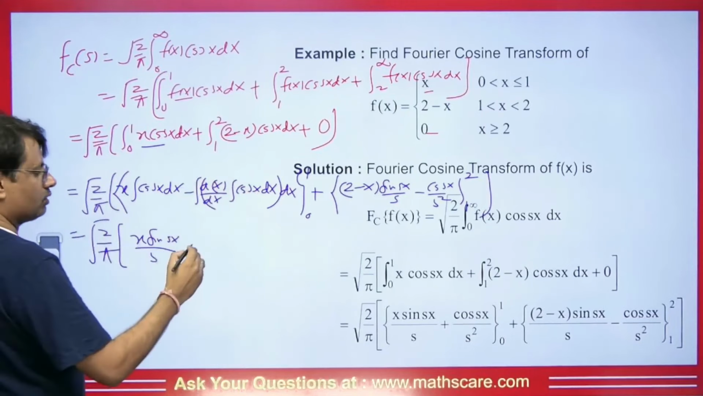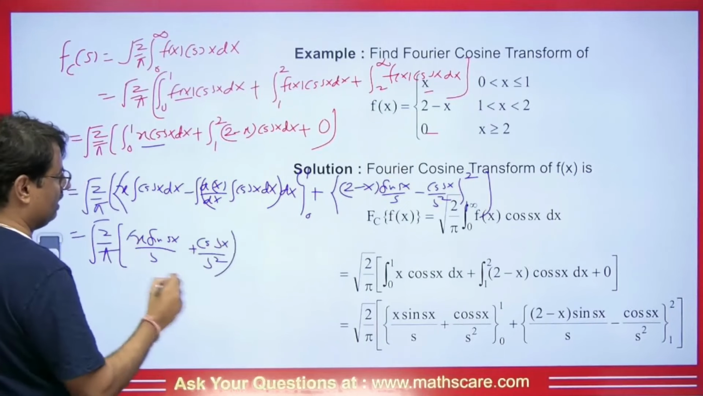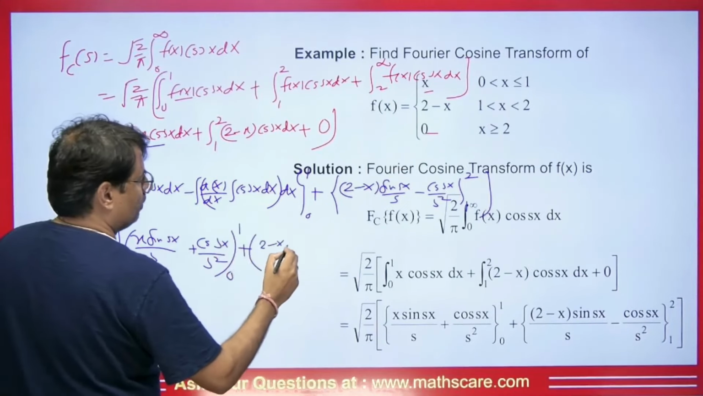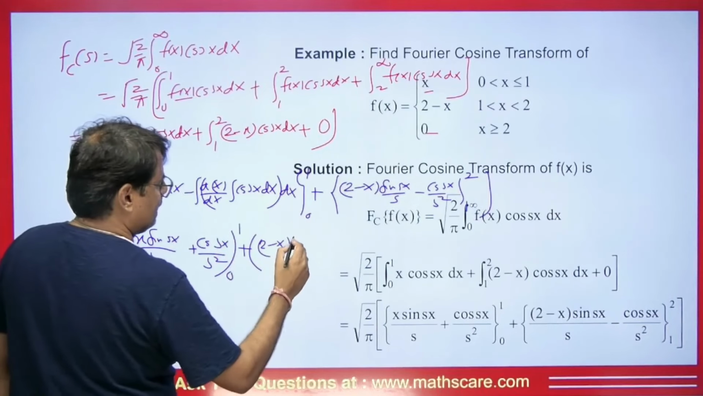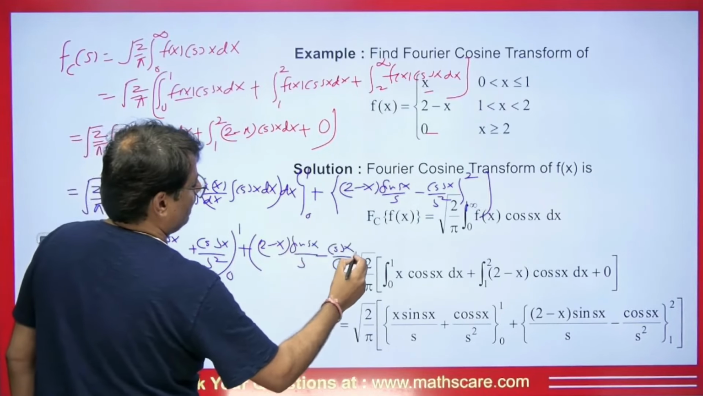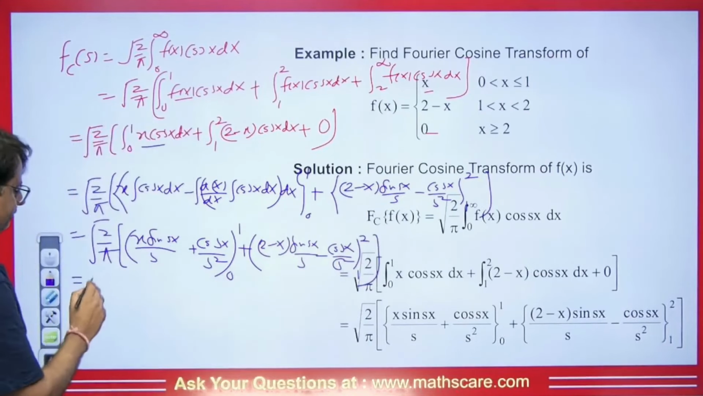If we take the sine, it will be negative and the cos will be positive. And this will be cos sx upon s square, with the limit from 0 to 1. Let's write it as it is; I will apply the limit later. Here we have plus, and then 2 minus x sine. The expression will be sx upon s minus cos sx upon s square, and the limit will be from 1 to 2, right? Let's continue.